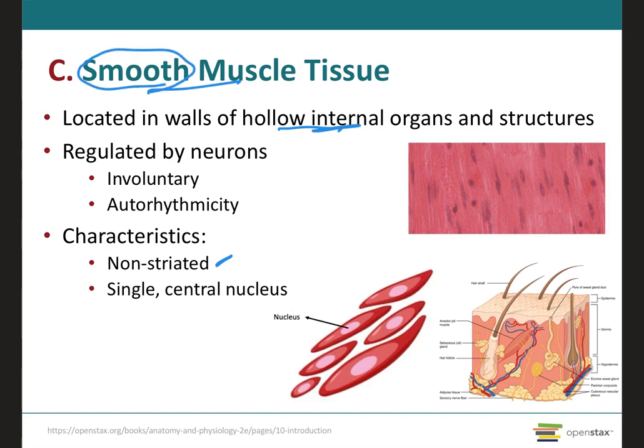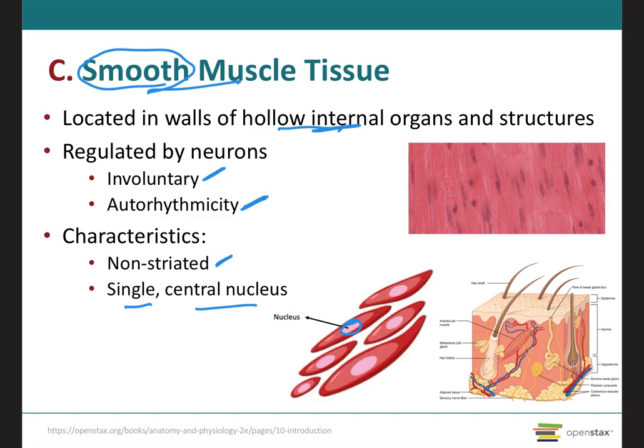Now, the action of smooth muscle is usually involuntary, and like cardiac muscle, some smooth muscle tissue has the autorhythmicity that we talked about, such as the muscles that propel food through the gastrointestinal tract, because we don't have to think about the food going down our digestive tract. Both cardiac muscle and smooth muscle are regulated by neurons that are part of the autonomic nervous system, which is an involuntary division, and also by hormones released by the endocrine glands. It does have a single central nucleus, as we can see over here.